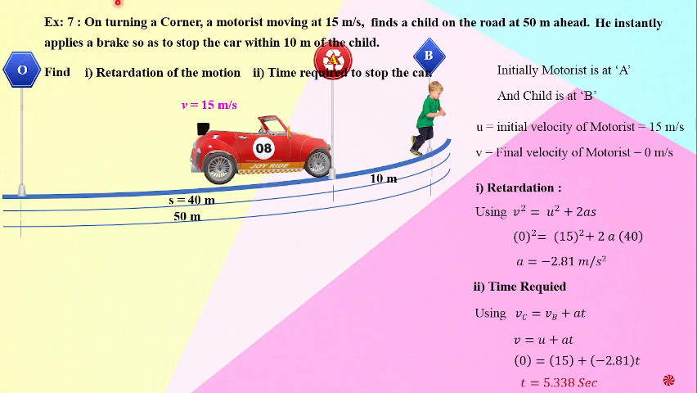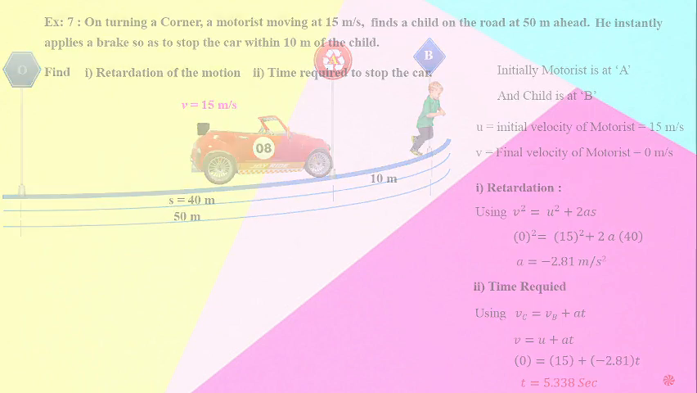So we have found the retardation of the car and also the time required to stop the car 10 meter before that child. This is how we have to analyze this problem. So without wasting much time, we will move to the next problem.